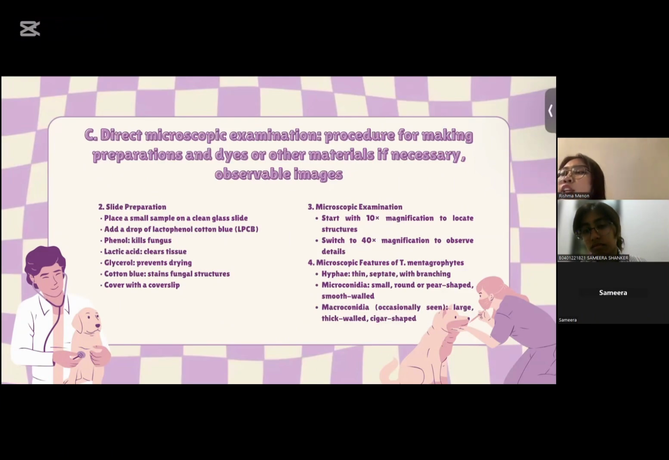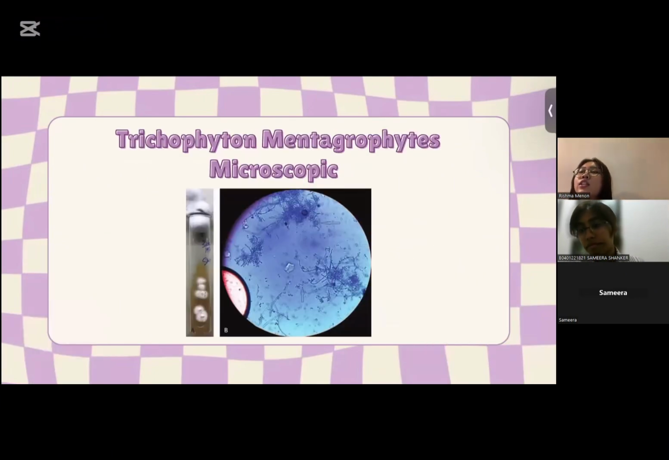Microscopic features for Trichophyton mentagrophytes: we can observe the hyphae, microconidia, and macroconidia. The hyphae are thin and septate with branching. For microconidia, we can observe small, round or pear-shaped, smooth-walled structures. And macroconidia are occasionally seen; they are large, thick-walled, and cigar-shaped. This is the image that we will observe for Trichophyton mentagrophytes microscopically, and right beside it is the culture of Trichophyton mentagrophytes microscope.